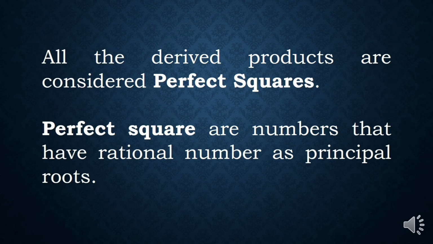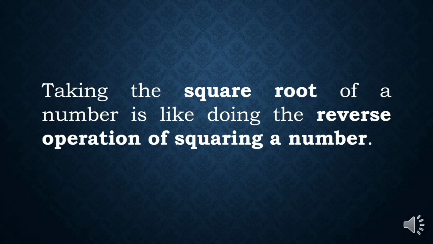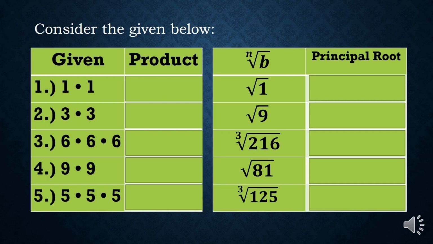All the derived products are considered perfect squares. So perfect squares are numbers that have rational numbers as principal roots. Taking the square root of a number is like doing the reverse operation of squaring a number. But what if you multiply a number several times, let's say 3 times, 4 times? Consider the given below.